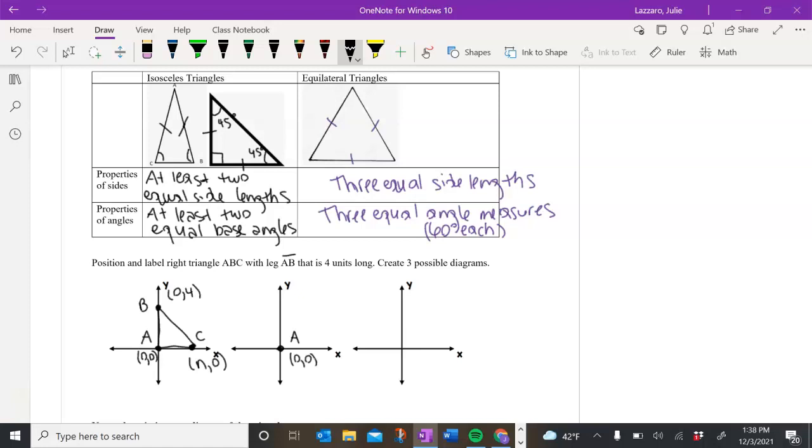0, 0. Let's put B back here this time. So instead of this being up here at 0, 4, what is it going to be if we go 4 units backwards on the x-axis? Oh, it's going to be negative 4, 0.